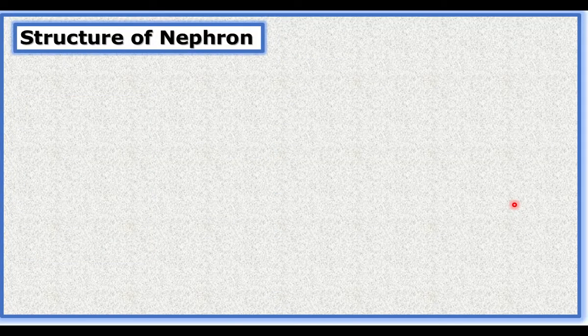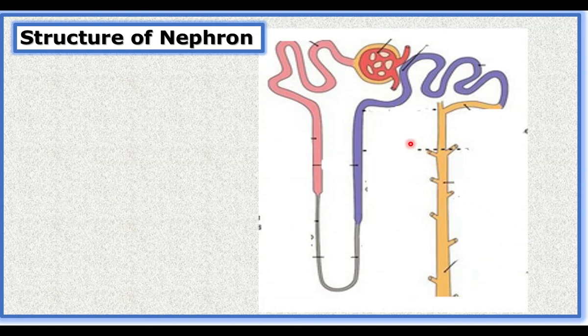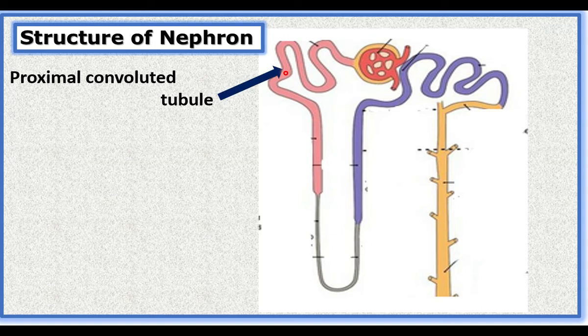Now let us continue with the structure of nephron. The second part is tubular part. This is Malpighian corpuscle. It has cup-like structure, Bowman's capsule. The Bowman's capsule is followed by tubule. The first part of the tubule has foldings called as proximal convoluted tubule. Proximal means first. Convolution means foldings. This is first convoluted tubule, proximal convoluted tubule.